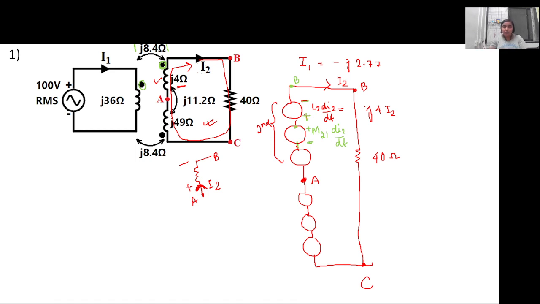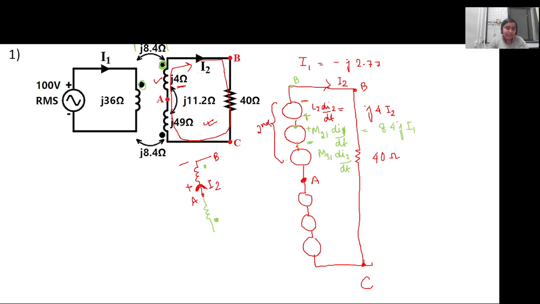Ma'am, whether M21 di1 by dt or di2 by dt? It will be di1, which is the current flowing in the primary. So it will be 8.4 J into I1. Now for the third coil, it is M31. In this case, it will be di2 because it is the same current that is flowing. If we consider coil 2 and coil 3, it is like two inductors that are connected in series but having opposite dot convention, right?